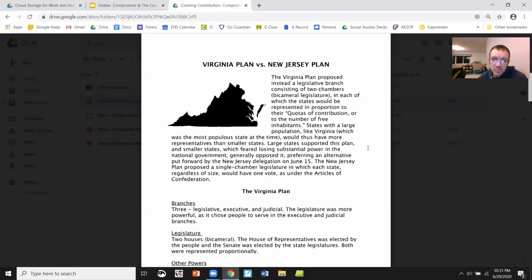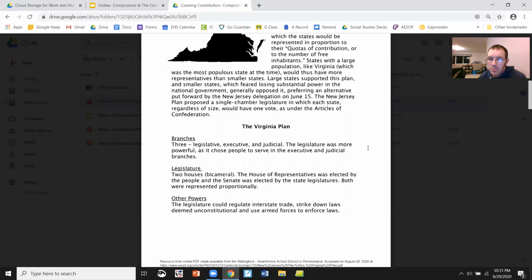Large states supported this plan, and smaller states, which feared losing substantial power in the national government, generally opposed it, preferring an alternative put forward by the New Jersey delegation on June 15th. The New Jersey plan proposed a single-chamber legislature in which each state, regardless of size, would have 1 vote, as under the Articles of Confederation. So let's look at each part here.